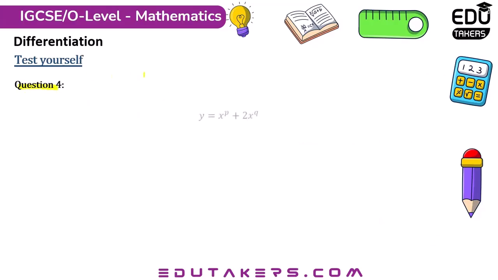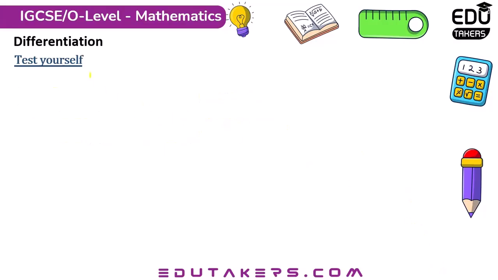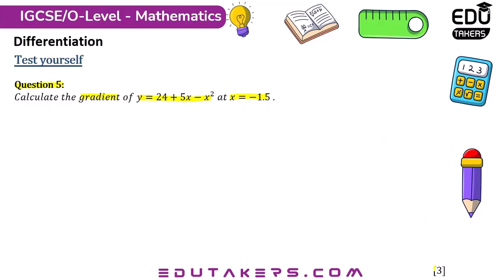Question number 4. y = x^p + 2x^q. dy/dx is 11x^10 + 10x^4, where dy/dx is the derived function. Find the value of p and the value of q. It's a 2-mark question. Question number 5. Calculate the gradient of y = 24 + 5x - x^2 at x = -1.5. It's a 3-mark question.